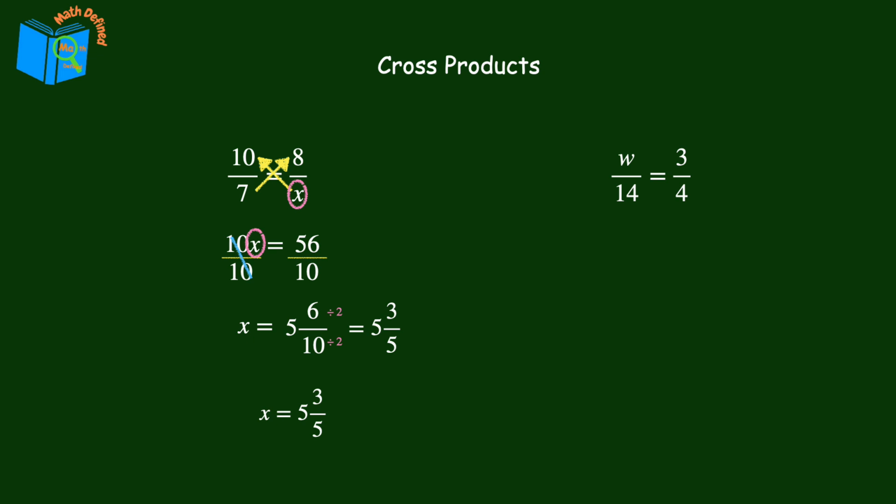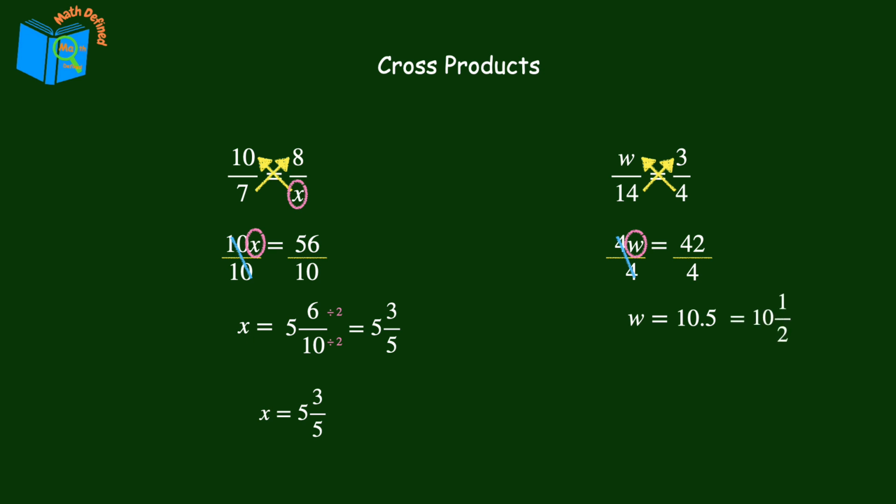Try this next one on your own. W over 14 equals 3/4. First, we multiply 4 times w to get 4w equals. Next, we multiply 14 times 3 to get 42. To solve for w, we'll divide each side by 4. The 4's cancel out, leaving w equals, and 42 divided by 4 is 10.5. So w equals 10.5. Or, if you left it as a fraction, 42/4.